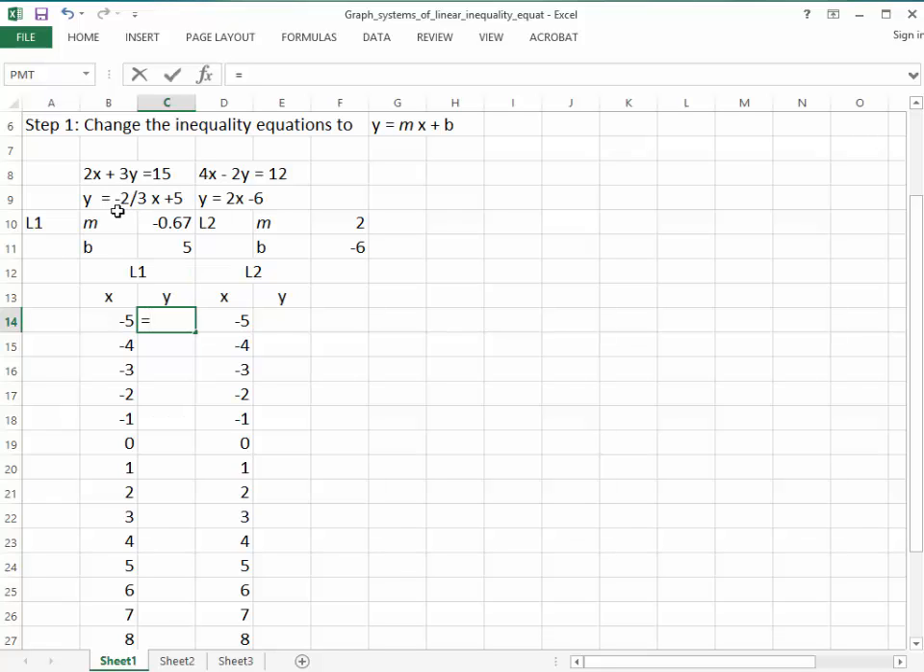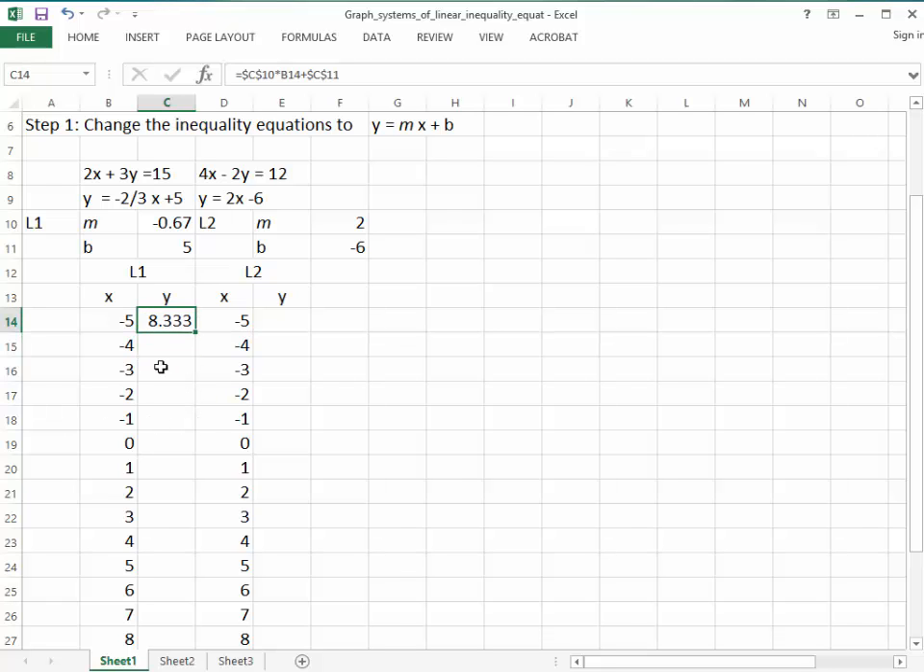For the first equation, we have y is equal to negative 2/3 x plus 5. So we have y is equal to negative 2/3, a fixed cell, which means F4 on a PC, Command T on a Mac, times the x coordinate, which is negative 5, plus b, again fixed because we're always going to add 5 to that product, F4 for a PC, Command T for a Mac. And we're told that when x is negative 5, y is 8 1/3.